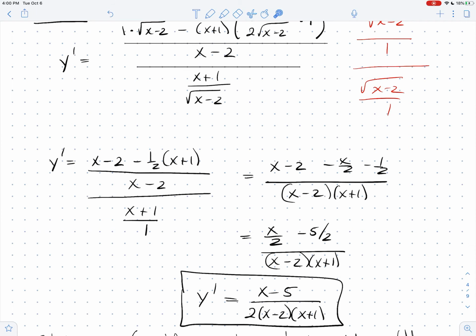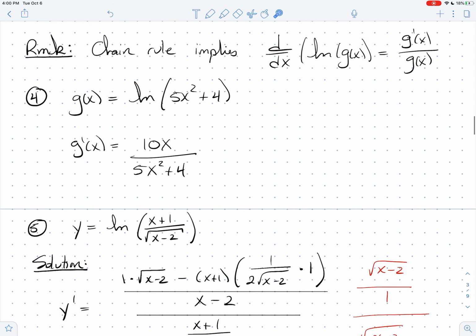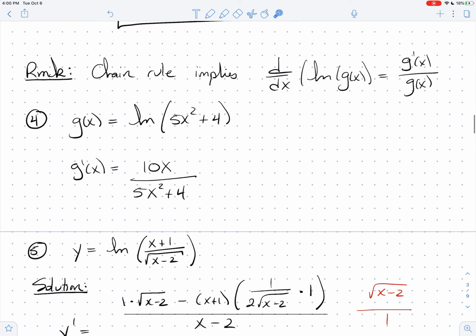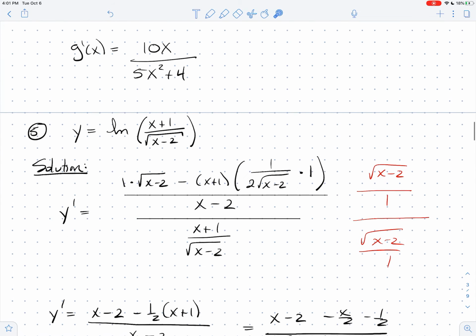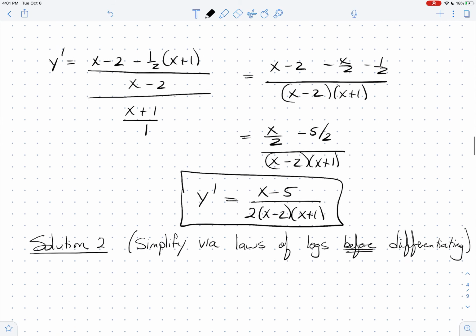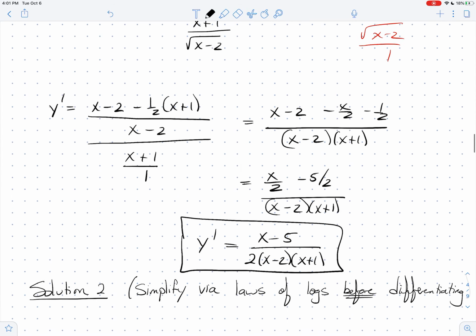So that's solution one. Solution one is you're using the formula that the derivative of the natural log of a function g is just g prime over g. And we use that without stopping and thinking about what we're doing at all. We just did it. I guess the point is it's always good to stop and think, because let's do a solution 2 now. Solution 2, and I'm going to stop and think when I do the second solution, and I'm going to realize, oh my goodness, I can simplify this function using the laws of logs before I take derivatives.